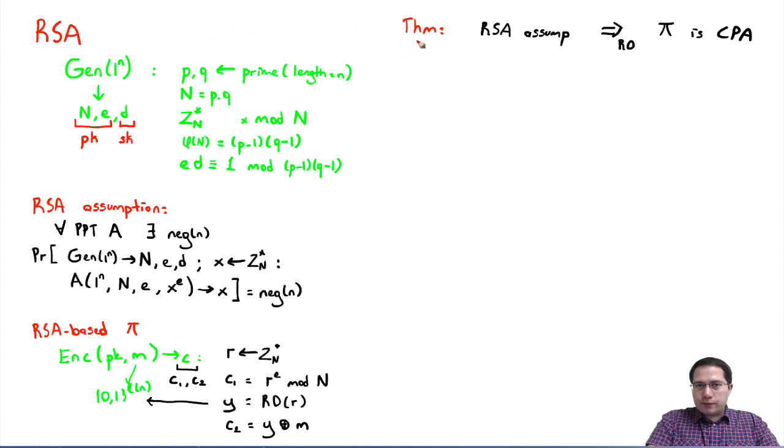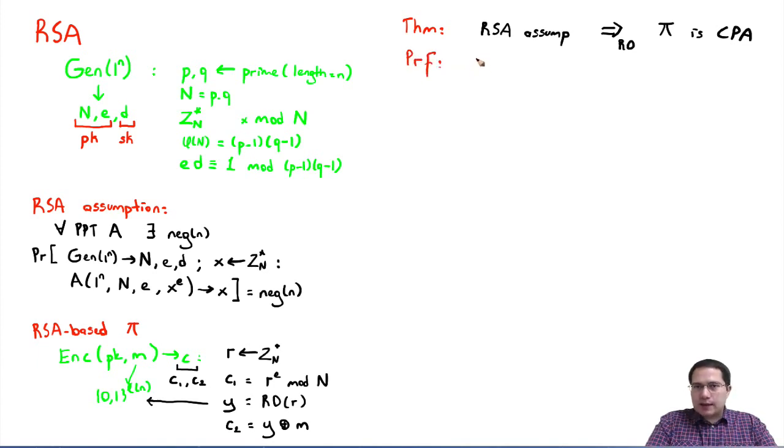So the theorem we are going to prove is that if the RSA assumption holds, so if this is true, then our scheme pi is CPA secure under the random oracle model. So our proof will look like the following.